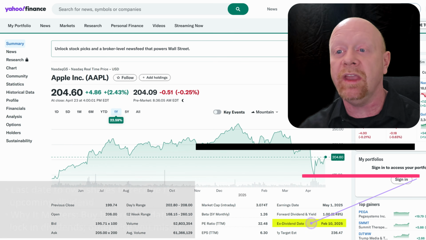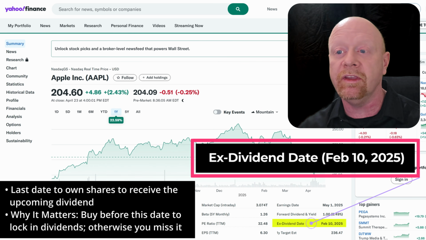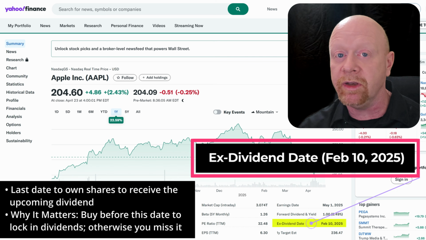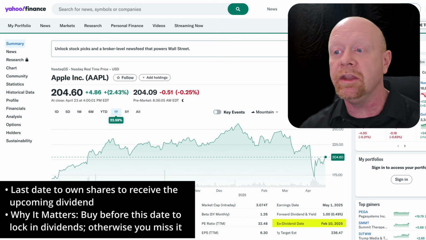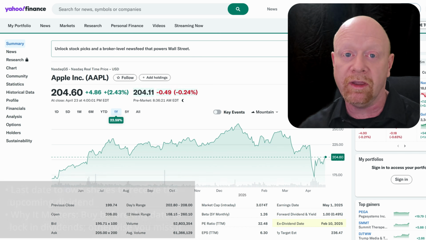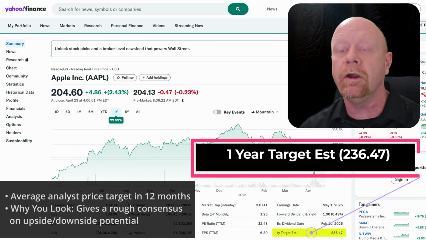Number 15 is the ex-dividend date. So you'll see it says February 10th, 2025. That's the last date to own shares and receive the upcoming dividend. Why this matters is if you buy before this date, you lock in dividends. Otherwise, you miss it. Number 16 is the 1-year target estimate.